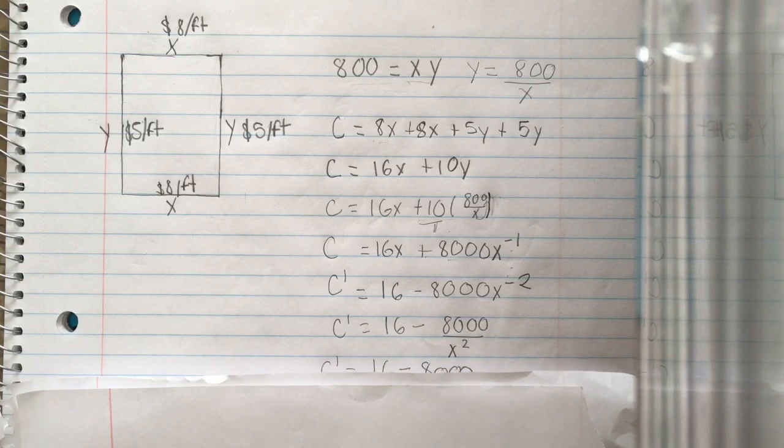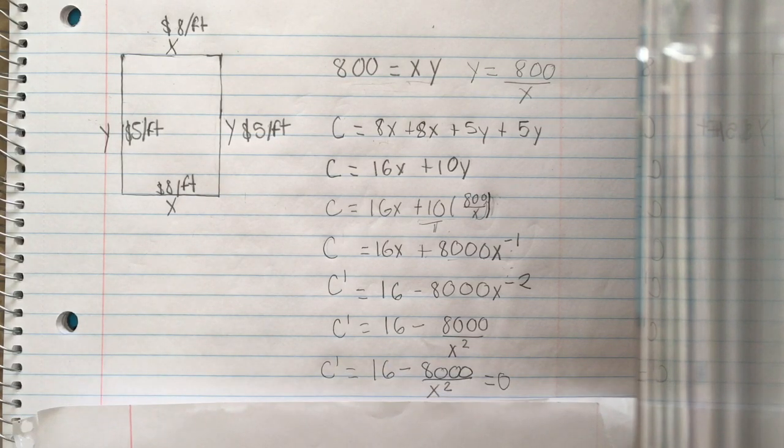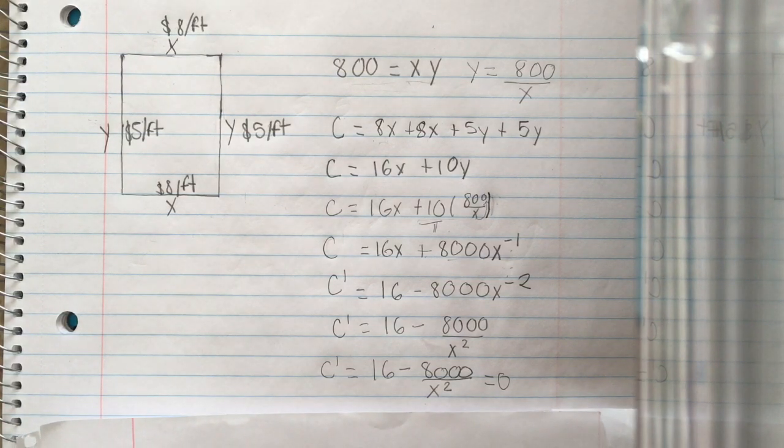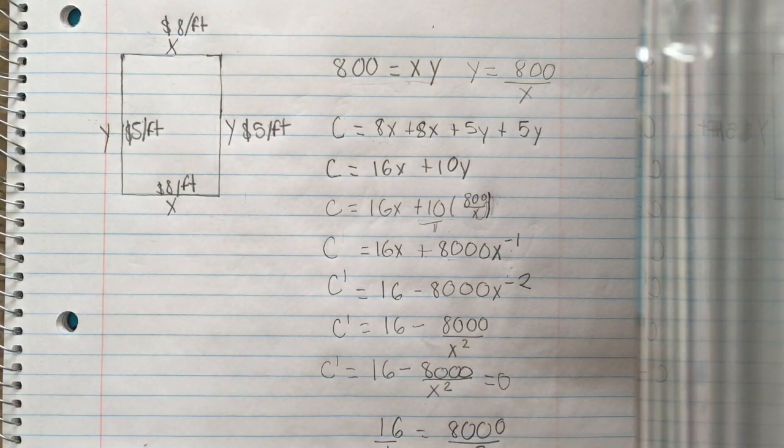So next, we're going to set this equation equal to 0. So now we have c prime is equal to 16 minus 8,000 divided by x squared is equal to 0. And when we do that, we can write 16 as 16 divided by 1 to make it easier to cross multiply. And we'll add 8,000 over x squared to the other side. So now we have 16 over 1 is equal to 8,000 over x squared. And then we end up getting 16 x squared is equal to 8,000. Then we divide both sides by 16, and we get x squared is equal to 500.